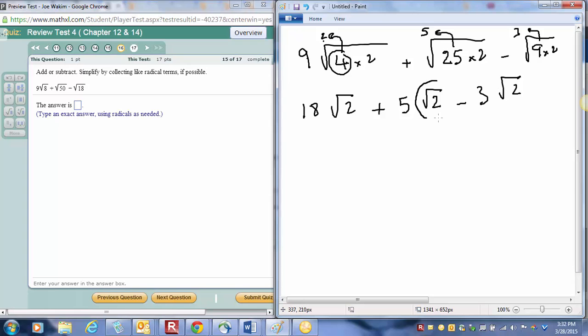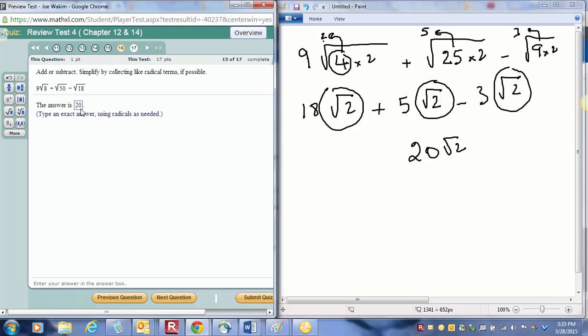Now notice I have the same radicals. I can add the coefficients. 18 plus 5 is 23. 23 minus 3 is 20 square root of 2. Final answer. So now we have 18 square root of 2 plus 5 is 23. 23 minus 3 is 20 square root of 2, and 20 square root of 2 is the final answer using radicals as needed.